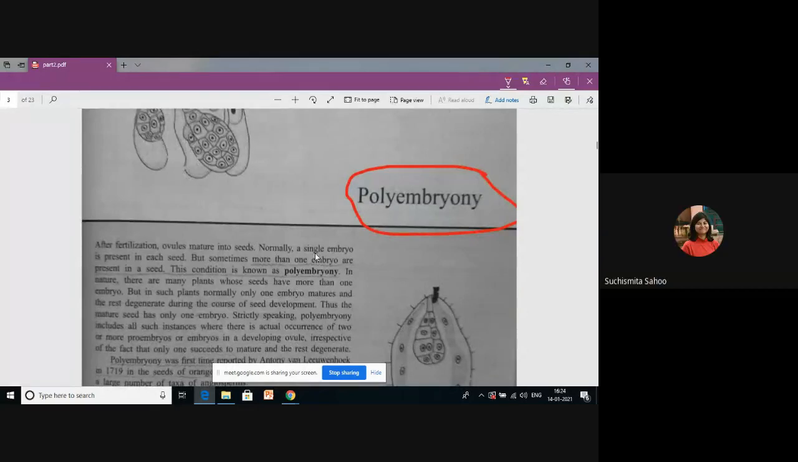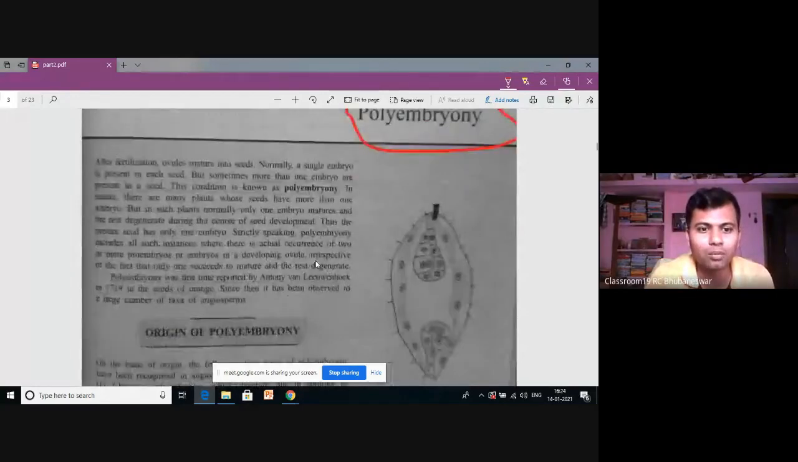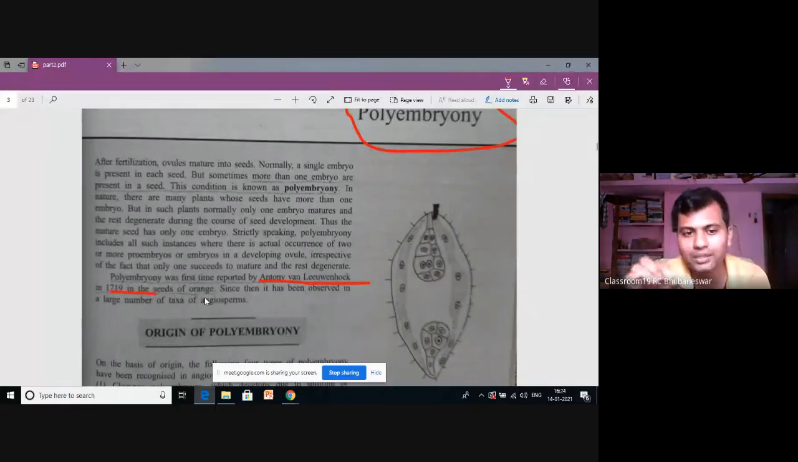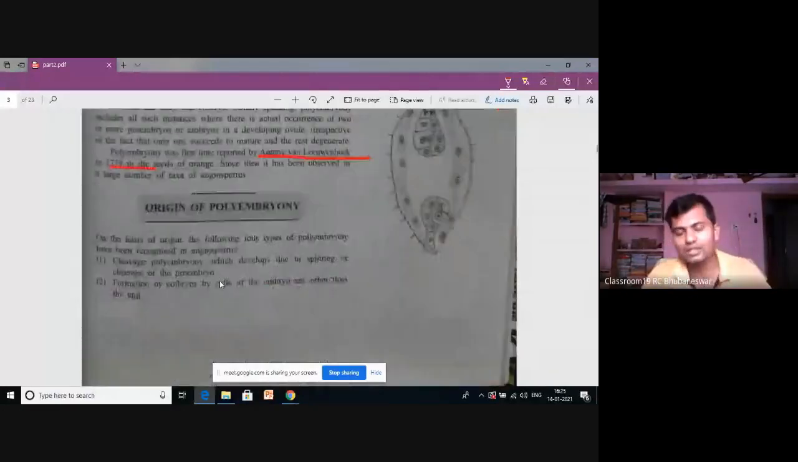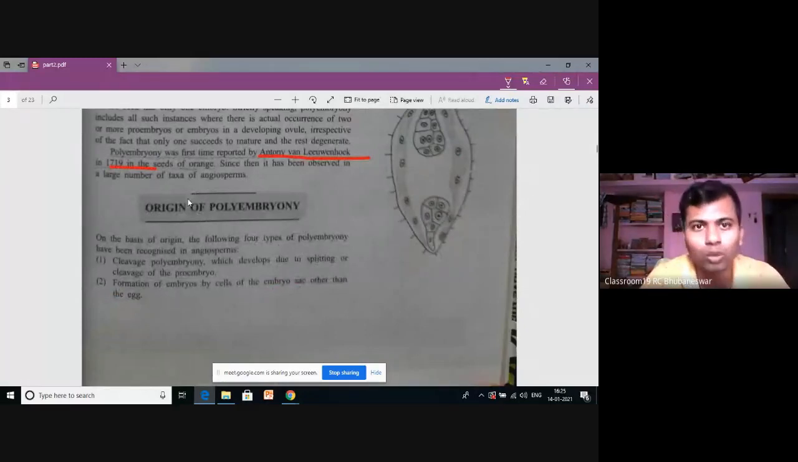Okay, so the phenomenon of polyembryony was first reported by Antonio von Leeuwenhoek in the year 1719, in the seeds of orange. Because sometimes when we sow a seed of an orange, it produces more than one plant, and Leeuwenhoek first observed this. So the question arises: how does more than one embryo become present and develop inside a seed?